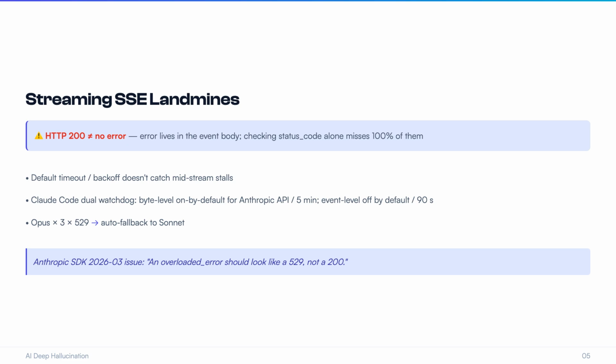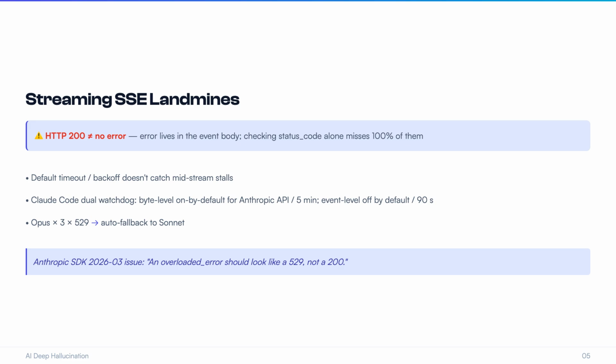Chain reaction. Last month's Claude Code 512K line source leak episode covered this. Claude Code ships a 90-second event level idle watchdog. Event level is off by default and needs explicit opt-in. The byte level watchdog is on by default for Anthropic API connections. And the leak source shows, if Opus fails 3 times with 529 overloaded errors, it automatically falls back to Sonnet. That's the exact defense for this trap.